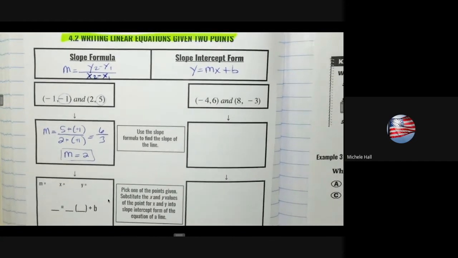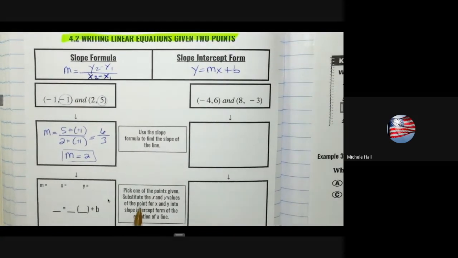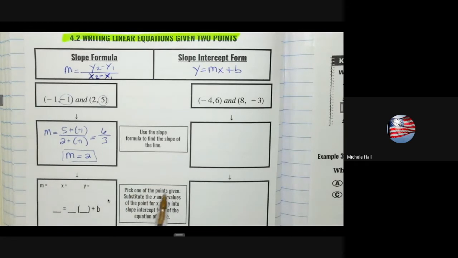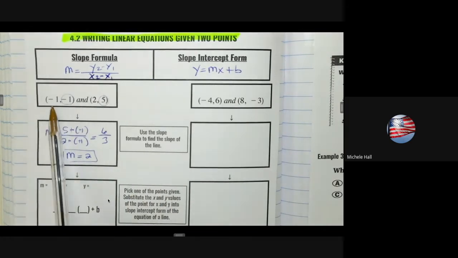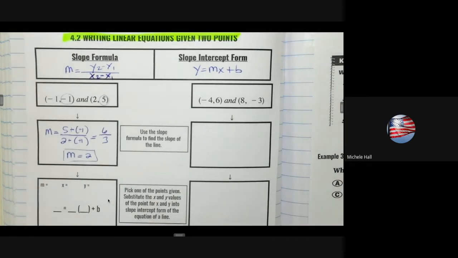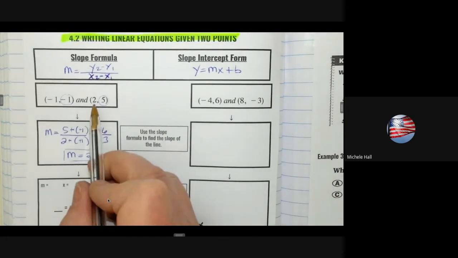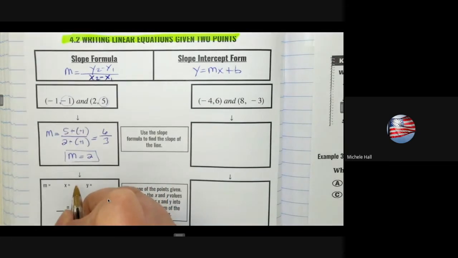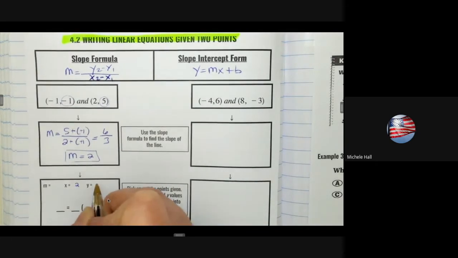That's the first step. Find your slope. The second step, pick one of the points given. Okay, I'm looking at -1, or 2, 5. I'm going to pick the one that doesn't have any negatives. So I'm going to pick when x is 2, y is 5.